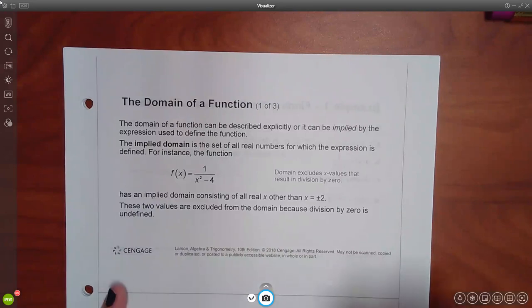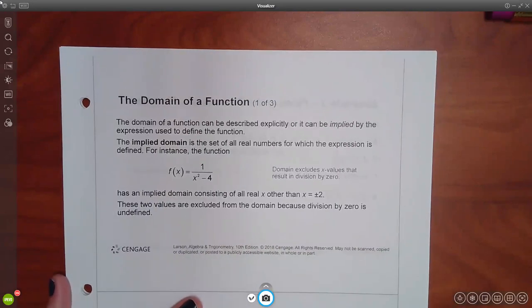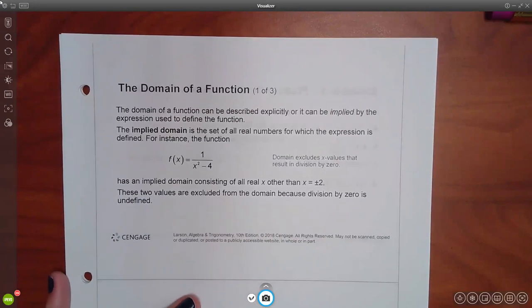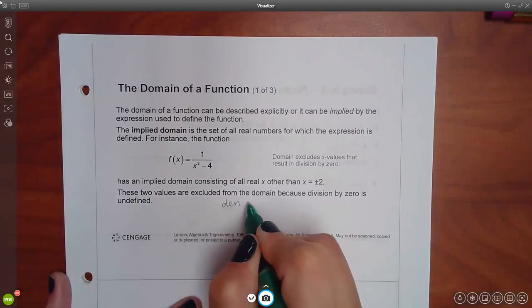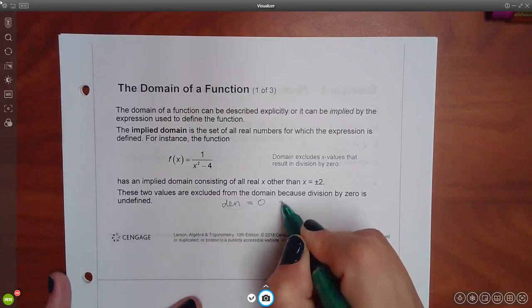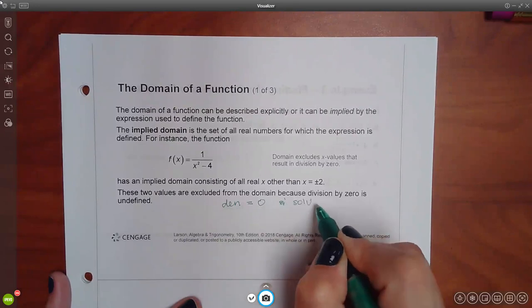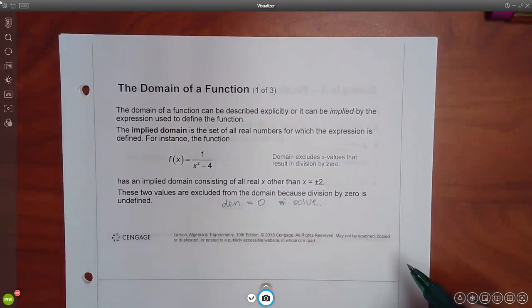So how would you find the domain? You're going to assume that it's negative infinity to infinity, but then you're only going to remove the values from that whole number line that make the denominator zero. The way you do that is you take the denominator, set it equal to zero, and solve. So you can figure out which numbers you're supposed to remove from your domain.